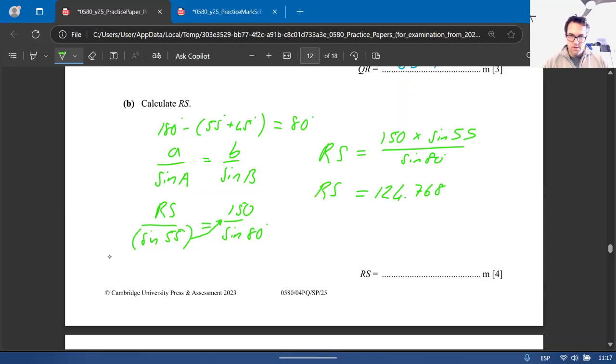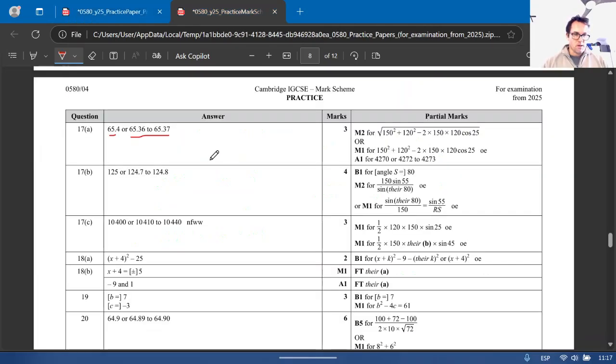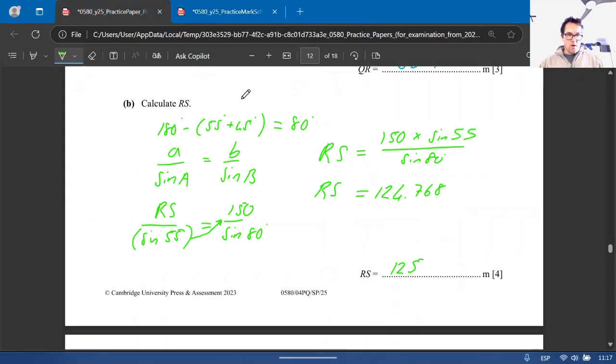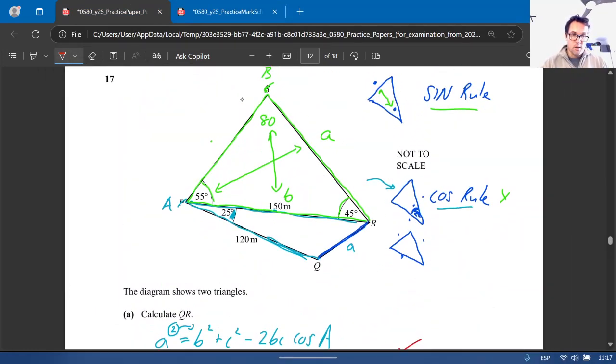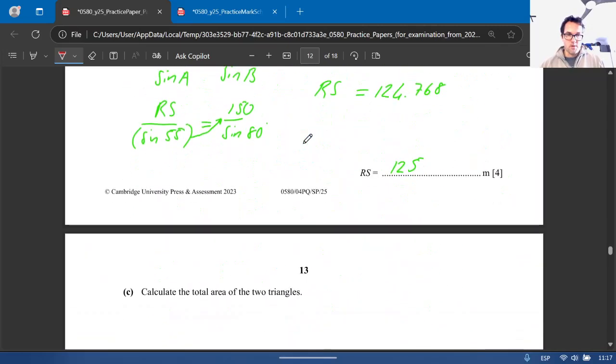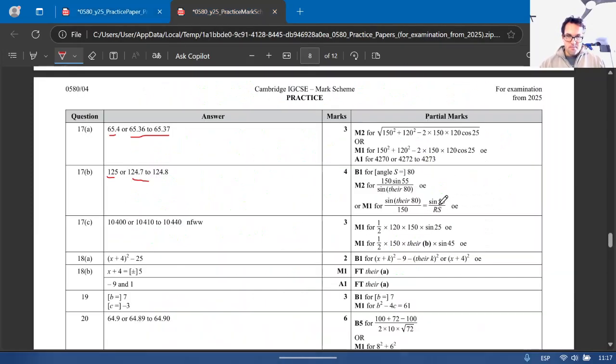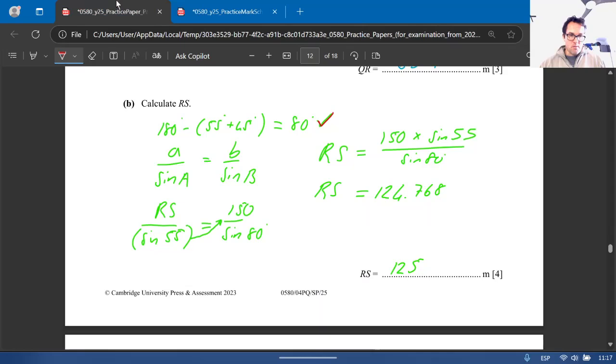If you're going to round it to 3 significant figures, it's 125. Let's look at the mark scheme. 125, or the unrounded answer. 4 marks here. 1 mark for angle 80, and even if you don't have it here but you have it up here, I'll give you a mark there. So it's always good to write any information you have down. Then 1 mark for writing down the sin rule, another mark for rearranging it correctly, and then one for the correct answer, rounded or unrounded.